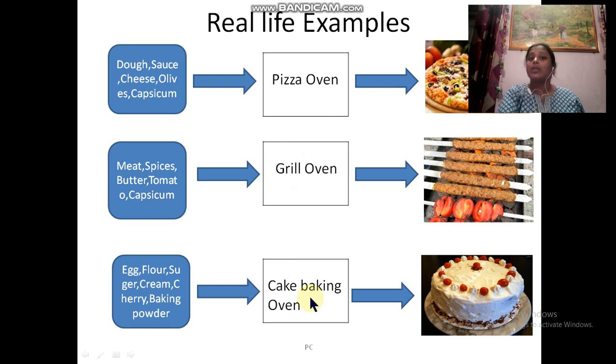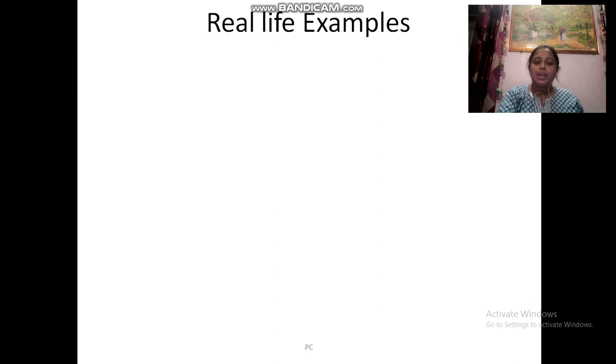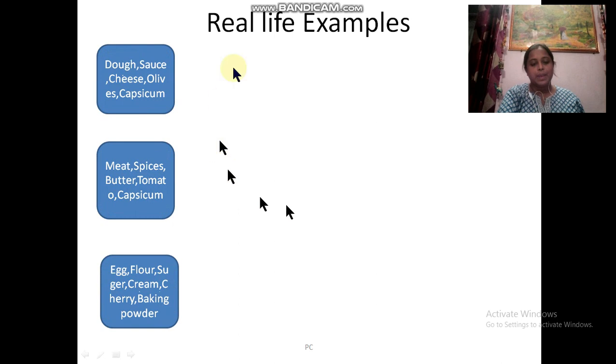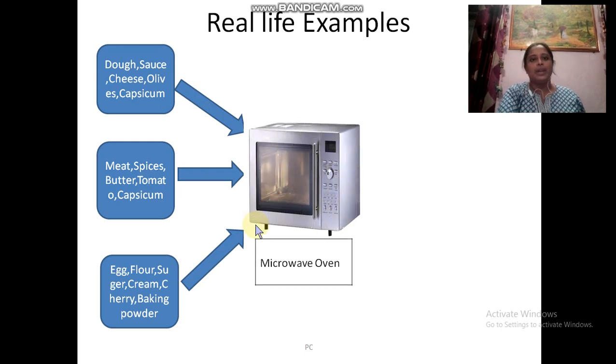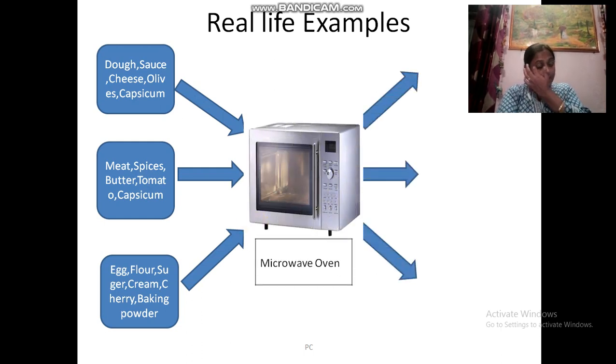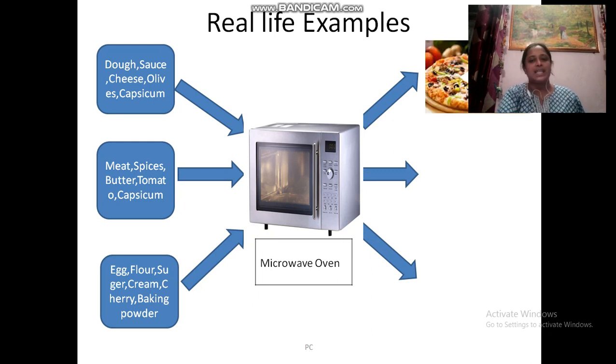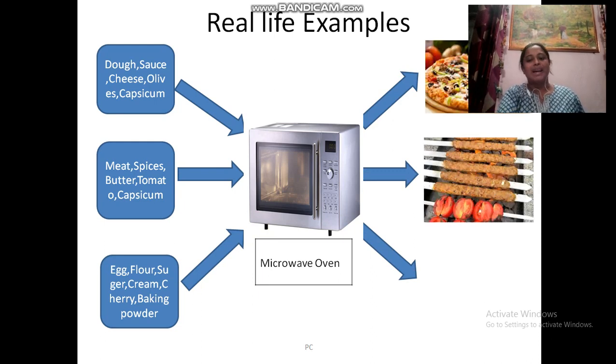For three different dishes we need to buy a pizza oven, grill oven and cake baking oven. So it is costly for us. If we buy three ovens, it will be space consuming as well as cost consuming. So if we want to reduce the cost, we can go for another option. So what is that? Let's see. If we put these same ingredients in a microwave oven, then we can get three different delicious tasty dishes from the microwave oven.